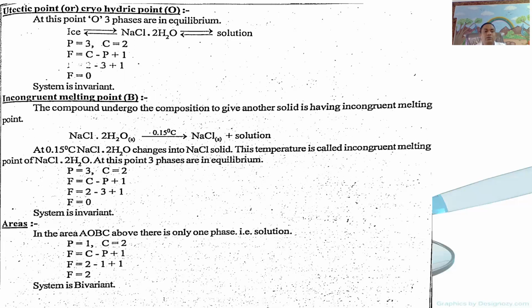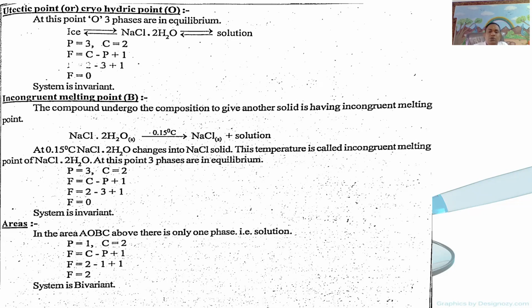Next, the areas. In the area AOBC above, there is only one phase, that is the solution phase. The number of degrees of freedom required to explain any point in the area based on the reduced phase rule is F equal to C minus P plus 1, then F equal to 2 minus 1 plus 1. That is F equal to 2. The system is bivariant. This is about the salt water system, that is the sodium chloride water system.